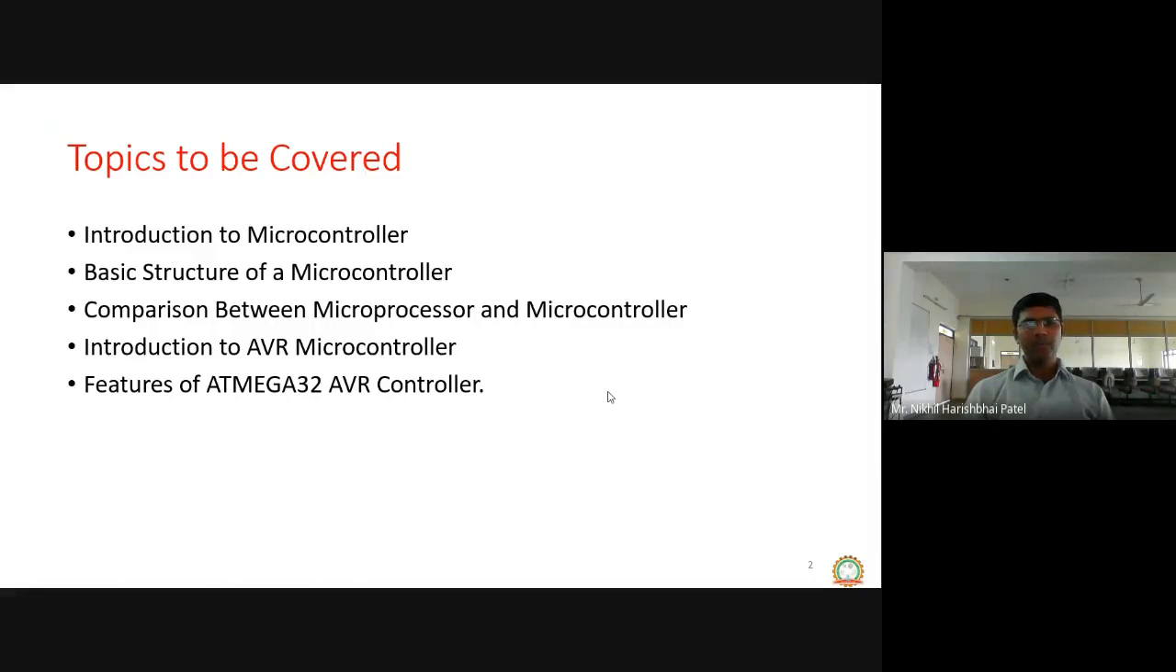First, we go for the basic definition and introduction of microcontroller. Then after, we go for the structure of controller, which is the main comparison between microprocessor and microcontroller. And in this subject, we use an AVR microcontroller. And in this presentation, we go for just an introduction to the AVR controller and the features of the Atmel 32 AVR controller.